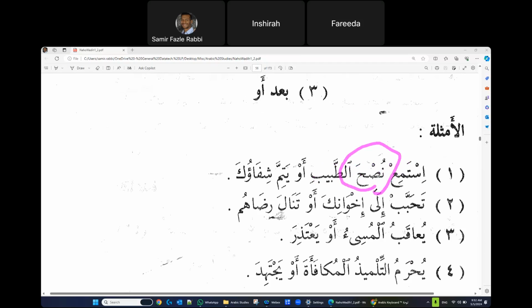This means advice. What was the meaning of istami'? Istami' means listen. Okay, so that would be maf'ul bihi. Yes, very good.